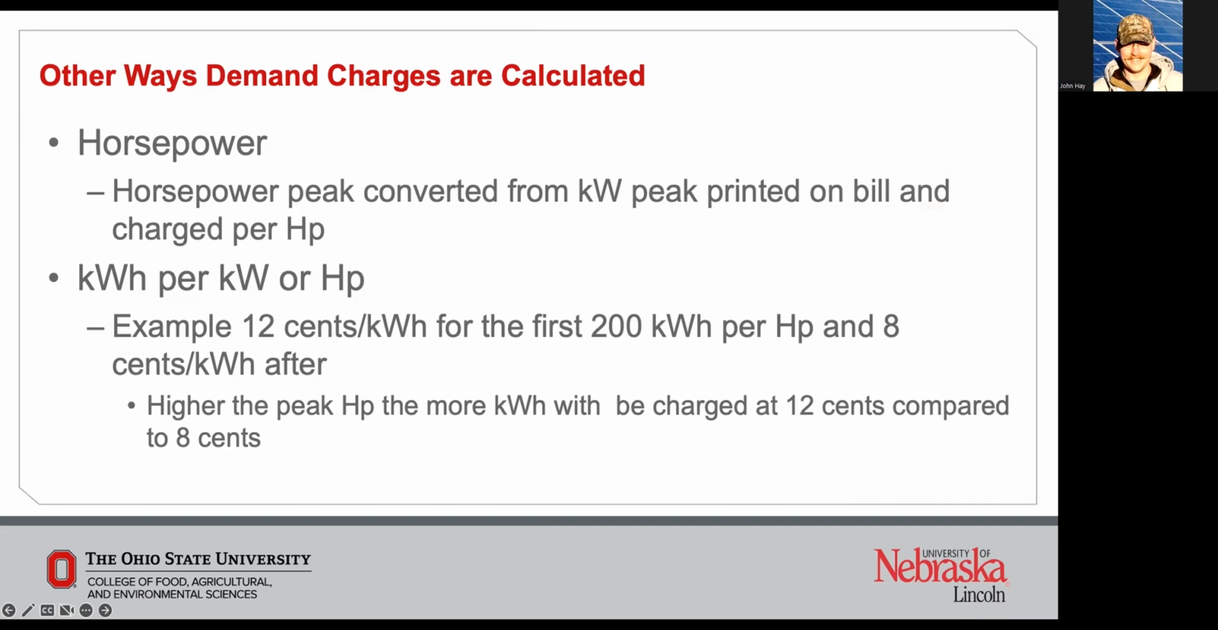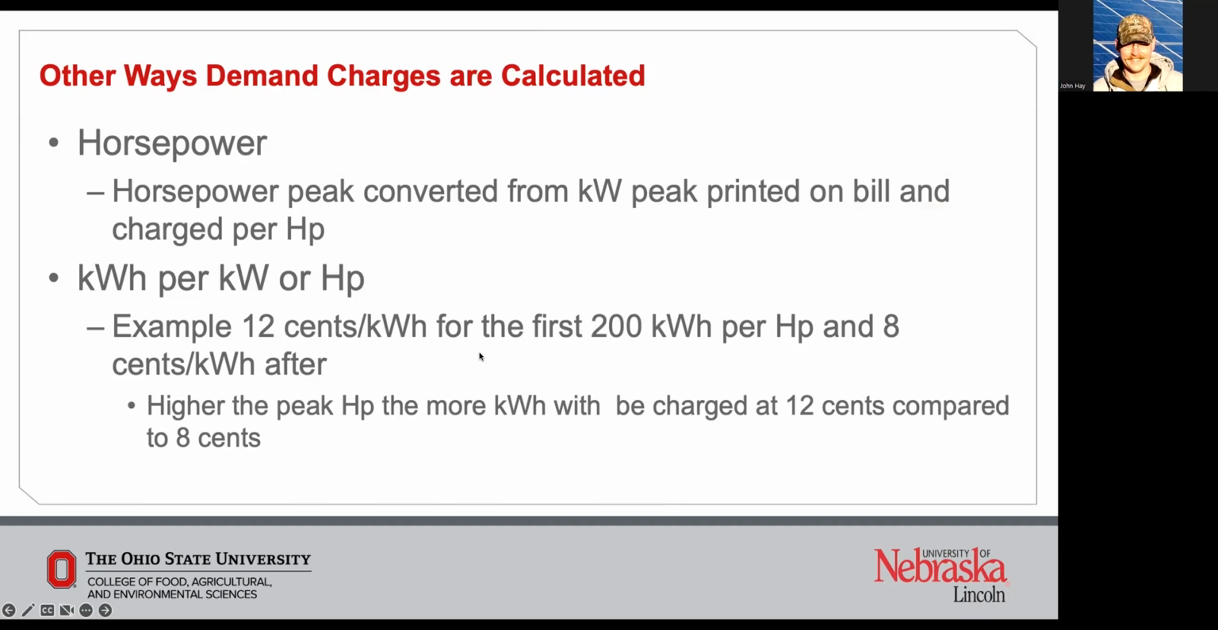Now, there is another example of a very unique and, I thought, confusing way of charging for demand, which was done for irrigation loads in Nebraska. That's the second one, where they're charging a certain cost per kilowatt hour. It's like 12 cents per kilowatt hour for the first 200 kilowatt hours per horsepower. And then after that, 8 cents. I read that and I couldn't figure it out. I was just, what are they even talking about? Kilowatt hour per kW, for the first 200 kilowatt hours per kW or per horsepower.